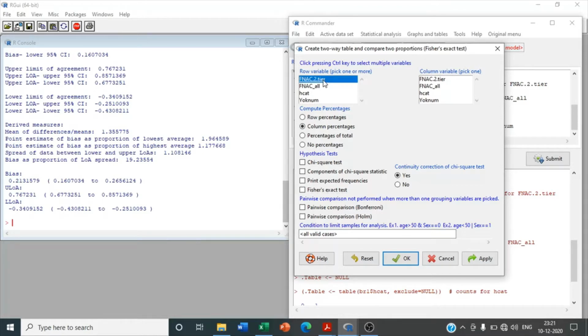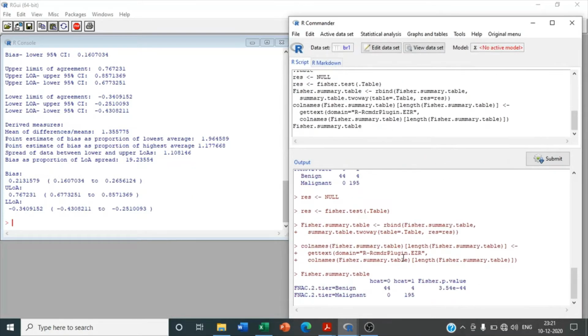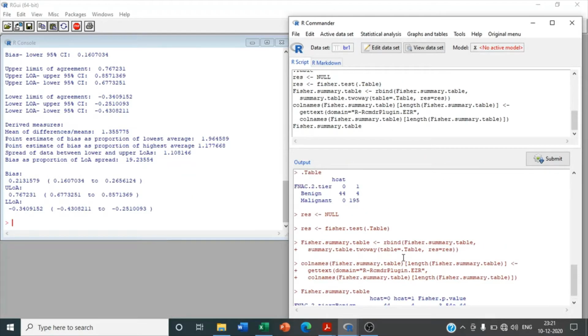The thing is, FNAC 2 tier we're using as the row variable. HCAT, mind you, HCAT is the biopsy diagnosis. 0 is benign, 1 is malignant. We are not going to need any percentages right now. We're just going to see what the cross tabulation is. And here we have it.